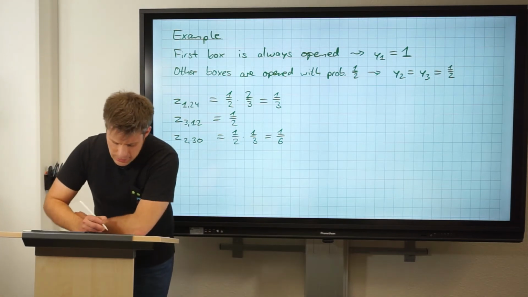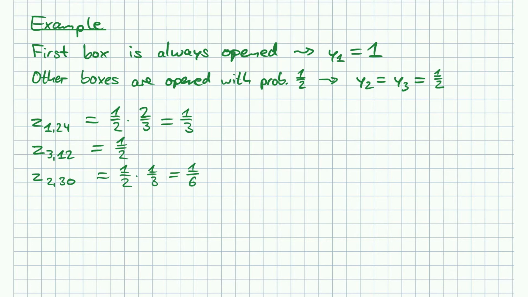So, what does this look like? Well, what is the expected reward of our policy?